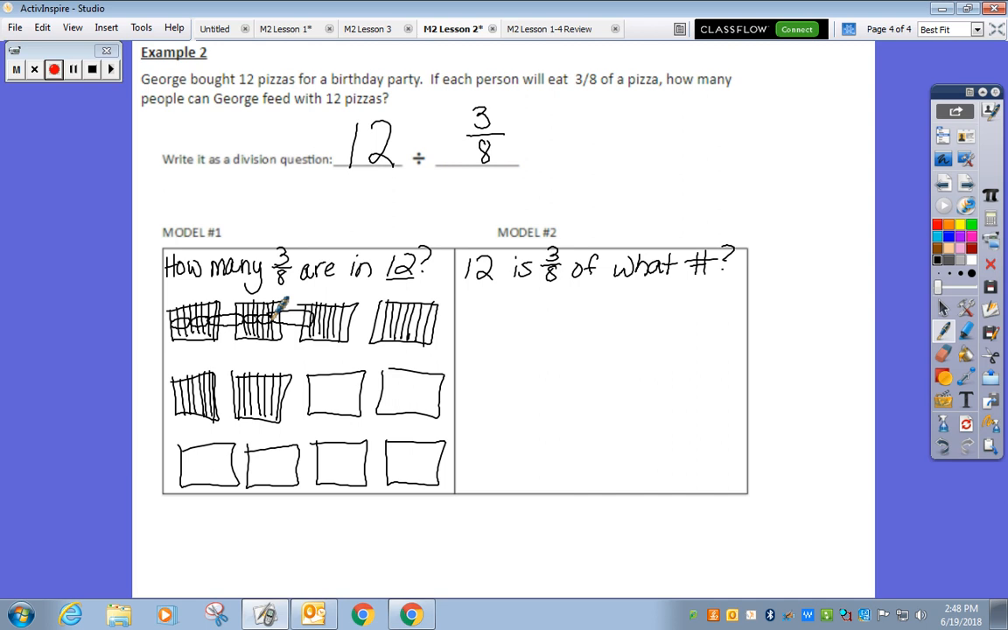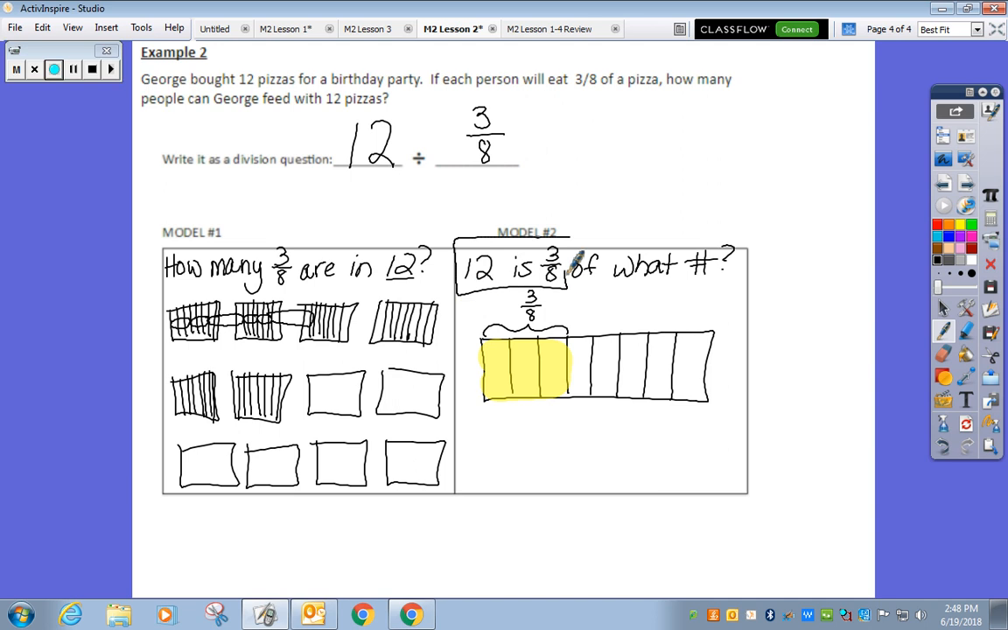But if we look at the second model, 12 is 3/8 of what number? This is where we would start by drawing our eighths, shading in the 3. I'm going to label that as the 3/8. And again, since it says 12 is 3/8, that means 12 and 3/8 show the same amount. So that means this shaded section is also equal to 12.